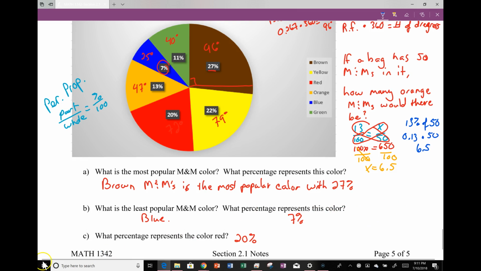Practice drawing one or two pie charts and then practice analyzing some of them, and then let me know if you have questions.